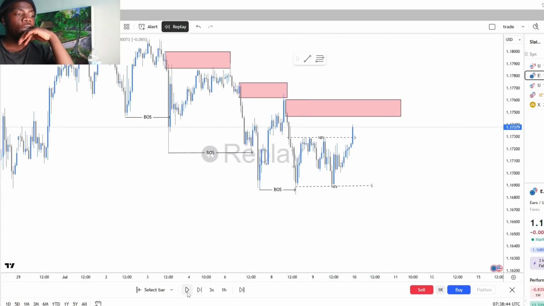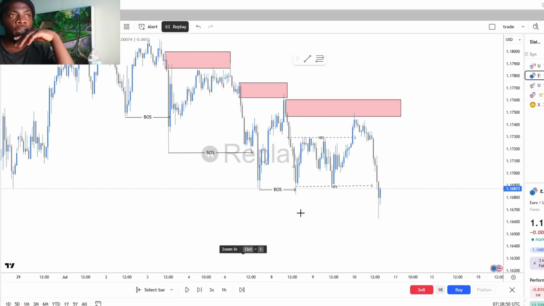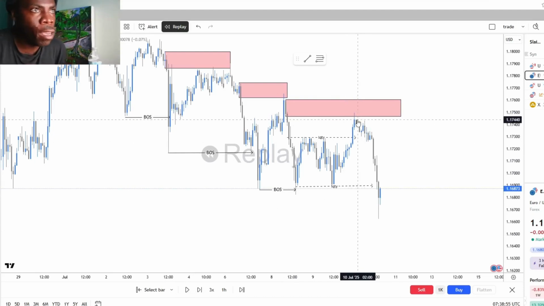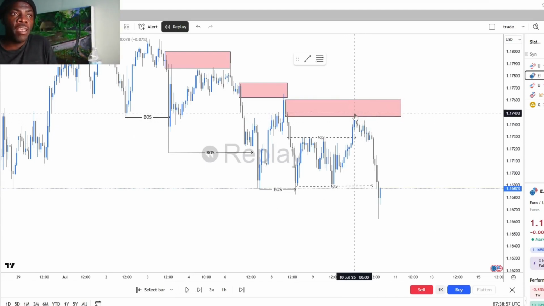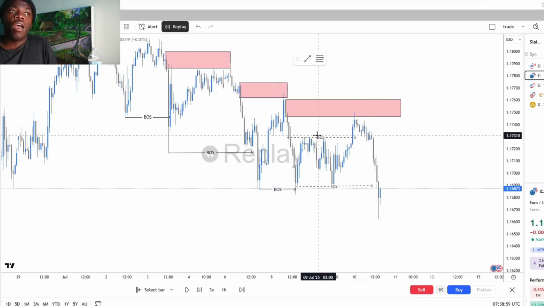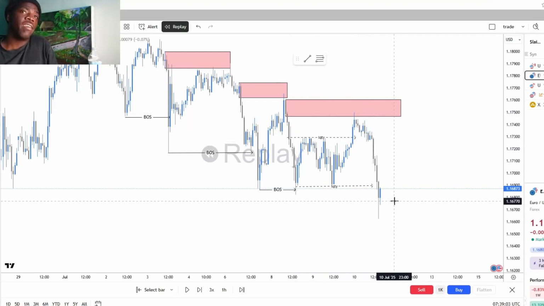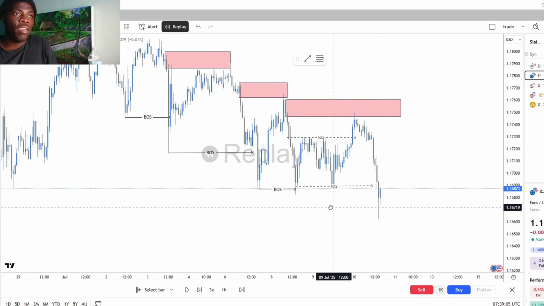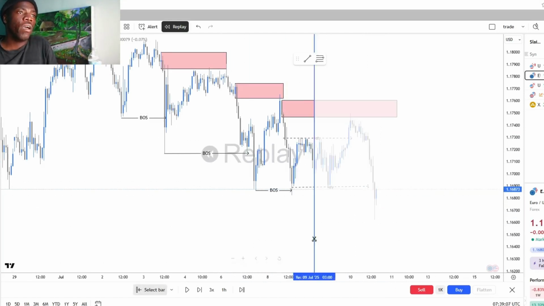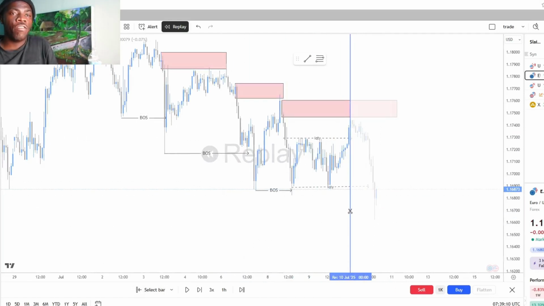So let me see what happened. Price mitigated the supply zone. I don't know why I keep on saying demand, but price mitigated the supply area, liquidated this area right here, and then price did what? Price tanked. Price ended up tanking. So that's one of the examples that I have for you guys.